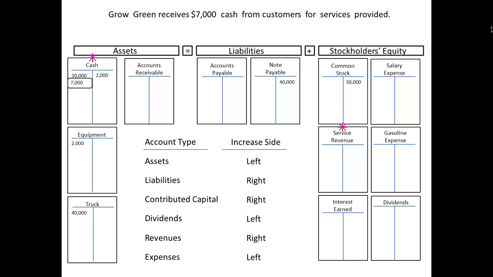Now for service revenue, what type of account is it? Revenue. What's the increase side for a revenue? Right. Did the transaction cause service revenue to increase or decrease? Service revenue increased when Grow Green earned by providing services. You'll find that just like expenses and dividends, which generally always increase, the same is true of revenues. Since service revenue increased, we'll record the $7,000 on the right side of the service revenue page. We have $7,000 on the left of the cash page and $7,000 on the right side of the service revenue page. The equation is in balance.